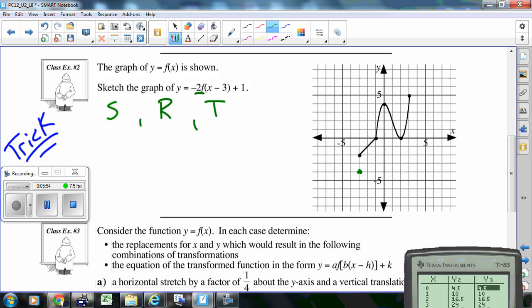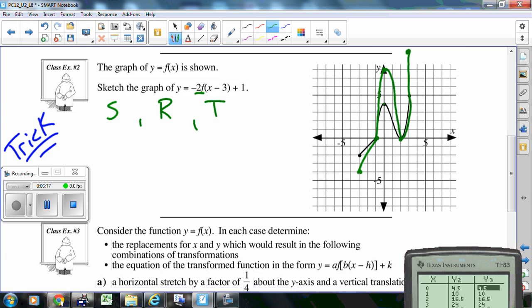So this is going to go down to here. That's going to stay the same. It's invariant because it's on the x-axis. 2 times 0 is still 0. 2 times 4 is 8. 2 times 0 is still 0. 2 times 5 is 10. So it's going to be slightly off the page there for a minute.